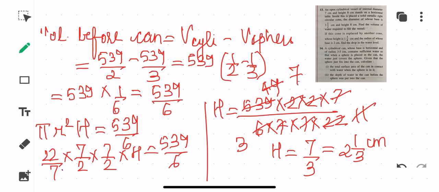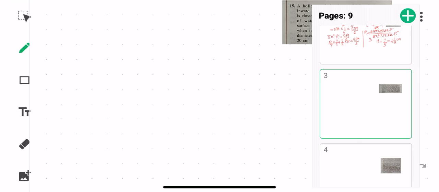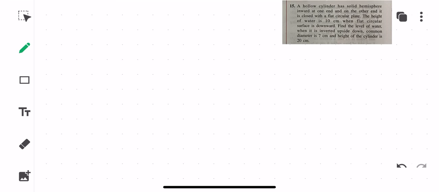So this is the height which was there before the sphere was put into it. So for that, what I did, I just calculated the entire volume of the cylinder minus the volume of the sphere. Okay, so this is the way you have to do this sum. We'll now move to the next question, that is question number 15.